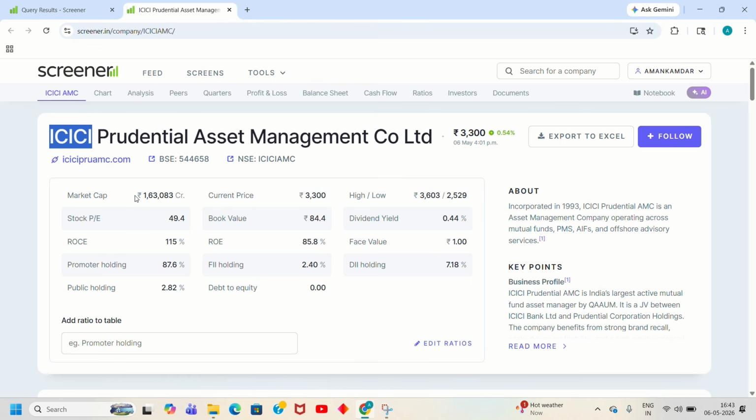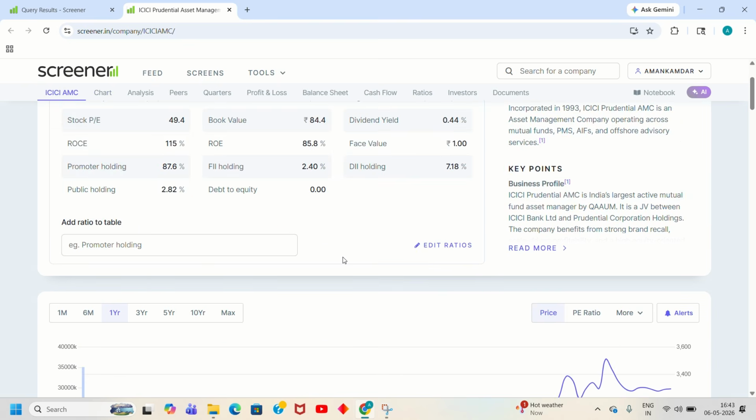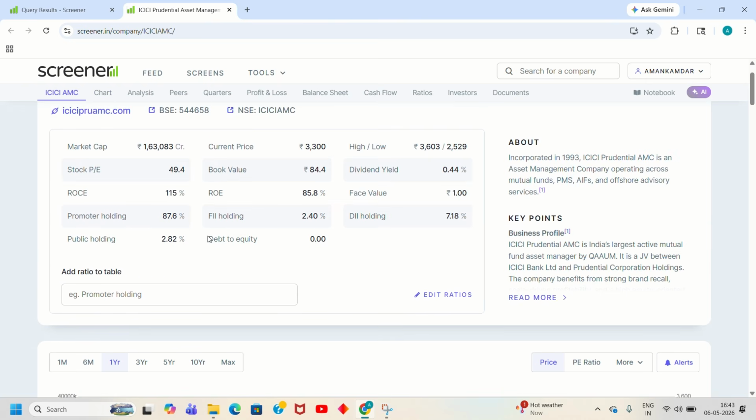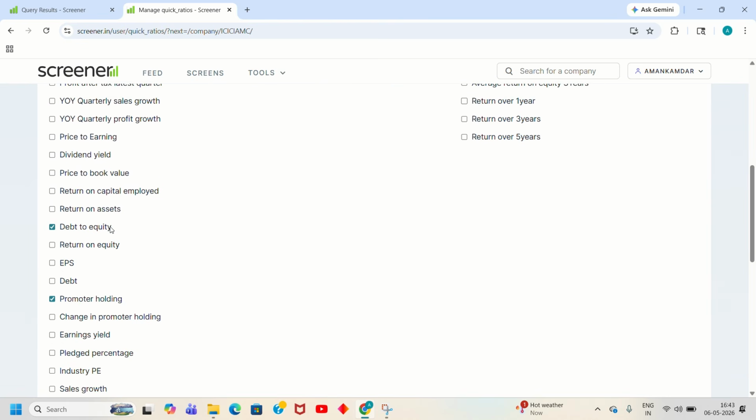So here are the details. Firstly, one of the filters was our market cap, which was a minimum of 50,000 crores. So it has already been covered. They have a market cap of 1,63,083 crores, ICICI Prudential AMC, and then also here return on equity is 85.8%, which is remarkable. Now here we can see the debt to equity ratio is also mentioned, so it is 0.00. Also, just in case the debt to equity ratio is not coming for you, you can edit ratio and select whatever you want. So I have already selected debt to equity ratio here.